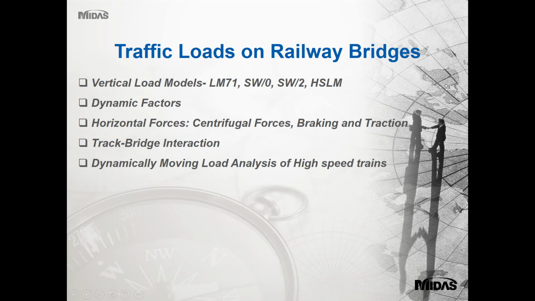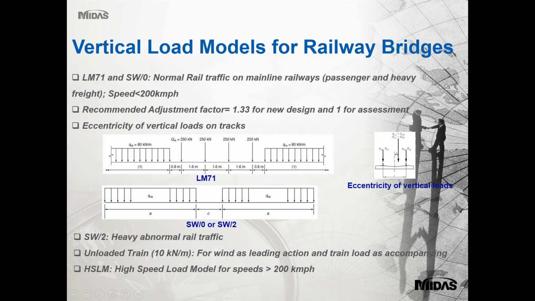Then we move on to traffic loads on railway bridges. For railway bridges, we have got different load models for passenger, heavy freight, and also a special load model for high speed trains. So now let's look at a few of the examples here.